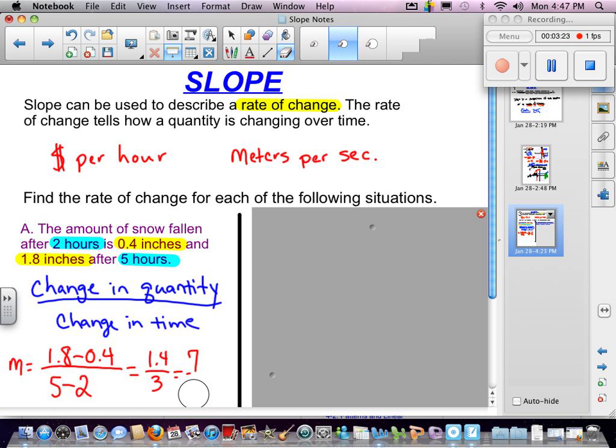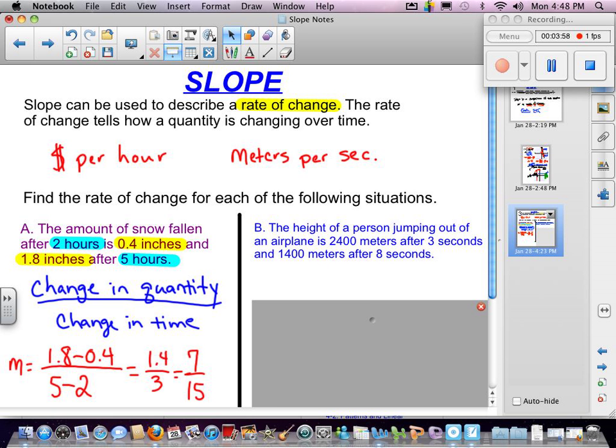A couple of different ways we can look at that. 7 over 15 could mean 7/15ths of an inch per hour. Or another way somebody might want to look at that is it would be 7 inches for every 15 hours. So if it were to snow at that same rate for 15 hours, then it would snow a total of 7 inches.